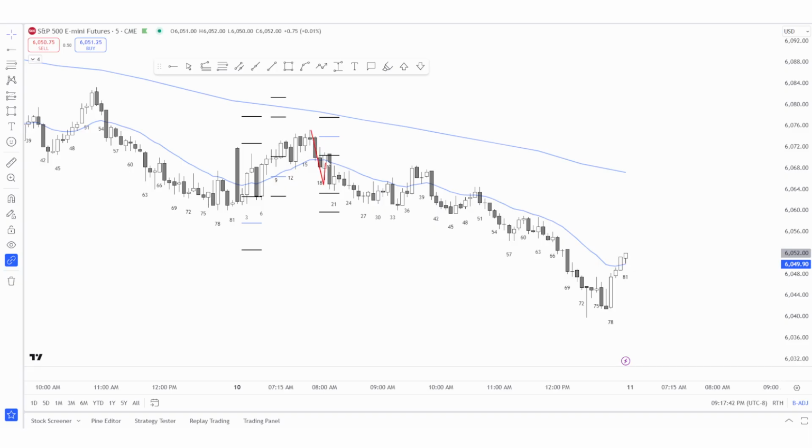Leg 1, pullback, leg 2, pullback, leg 3. We have another 3 bar micro channel here. I think this one will get stopped out. Oh wow, look at that. 1R is met quickly with 2 bars.